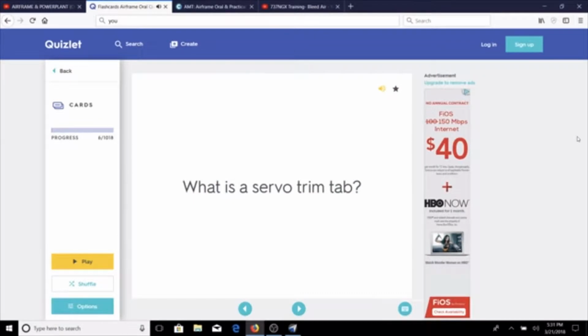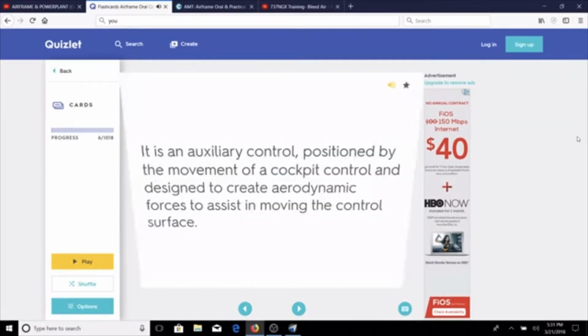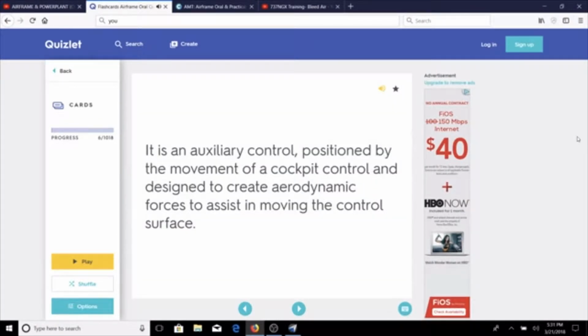What is a servo trim tab? It is an auxiliary control positioned by the movement of a cockpit control and designed to create aerodynamic forces to assist in moving the control surface.